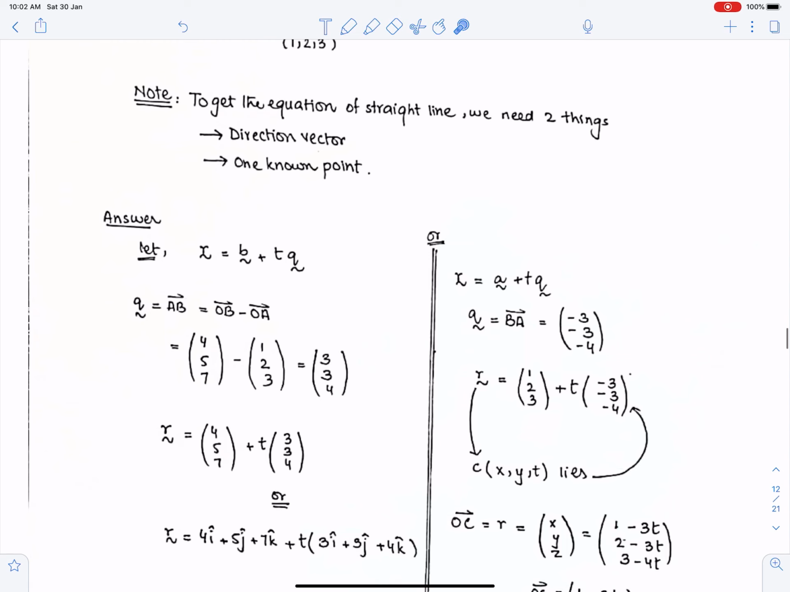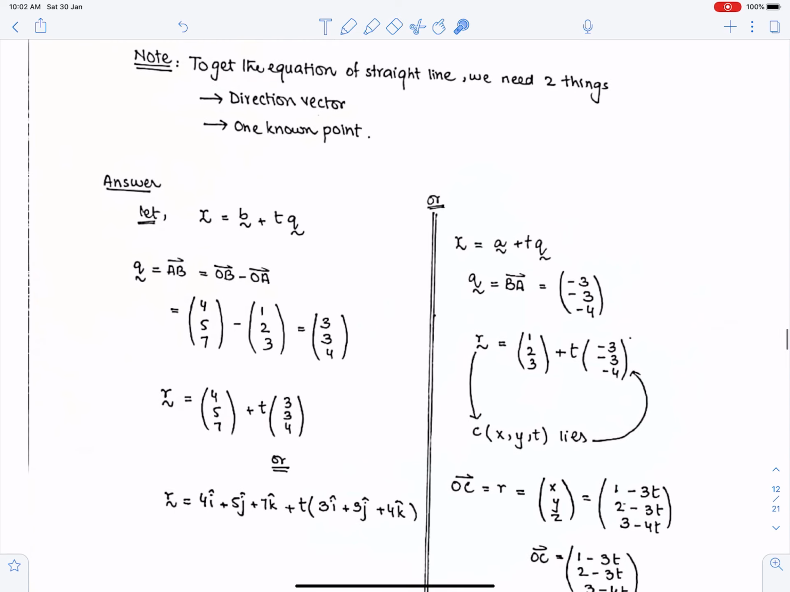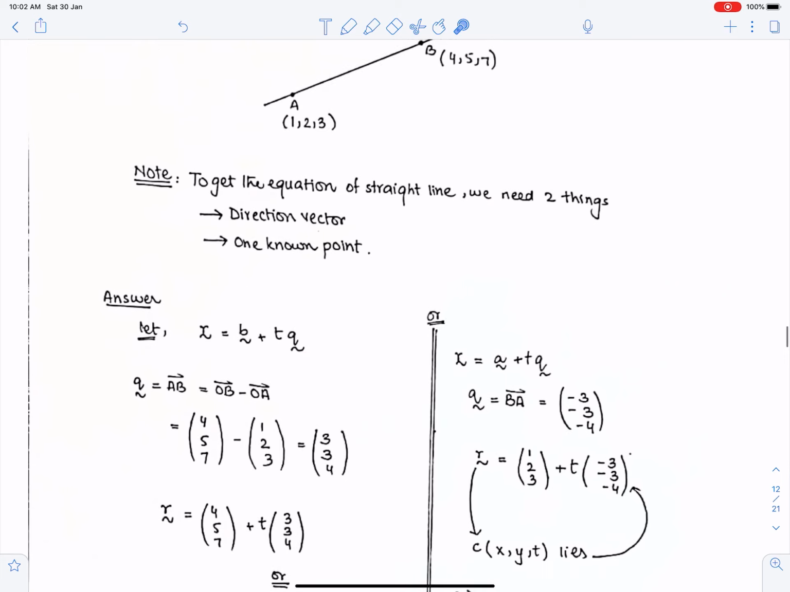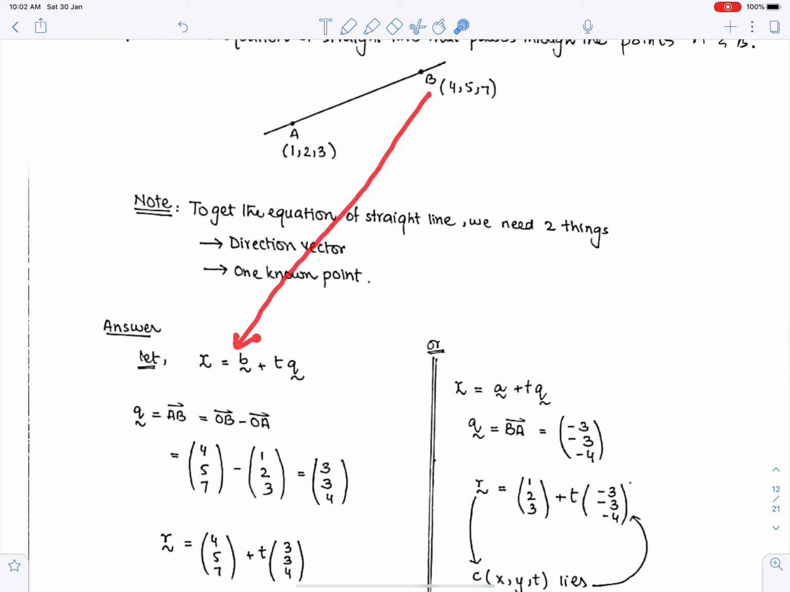Number one, we just state that this is the equation of the straight line. If you are using point B, then write B here. If you are using point A, then write A here. So there are two ways: either use B or A. I've done both the methods.